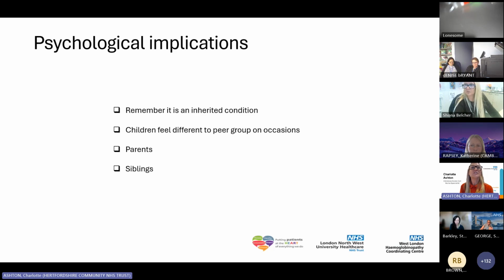And then just to end, remember the psychological implications of having an inherited blood condition. There is still a lot of stigma attached to the condition, and that's not just in the wider community, that's within families too.